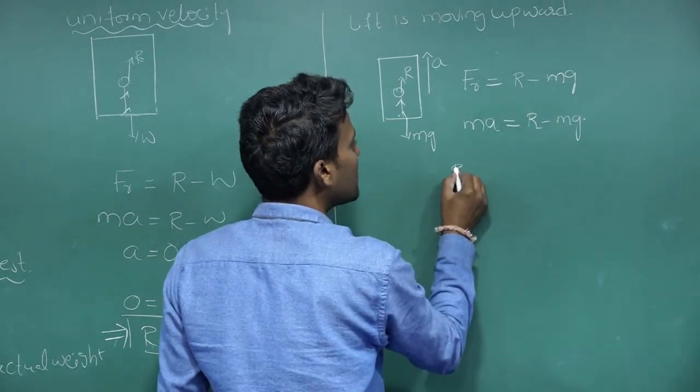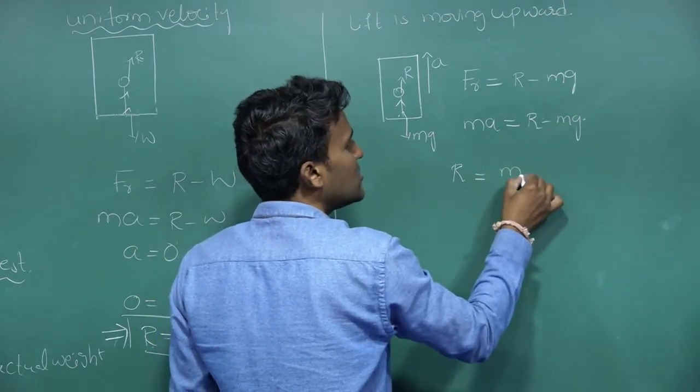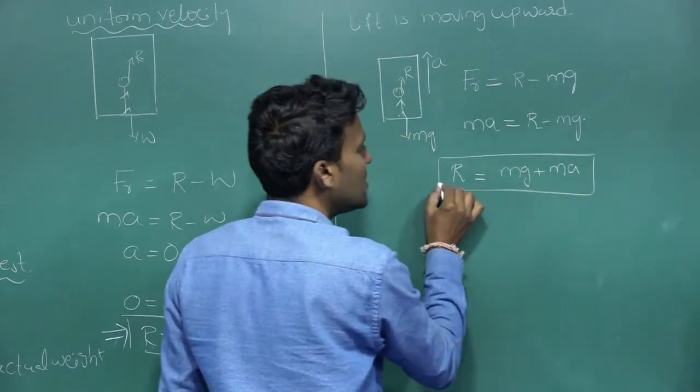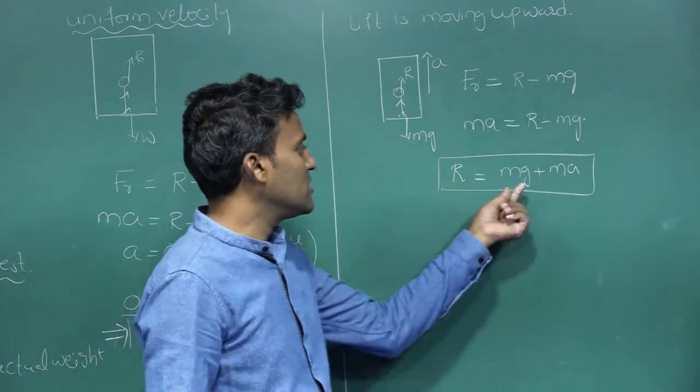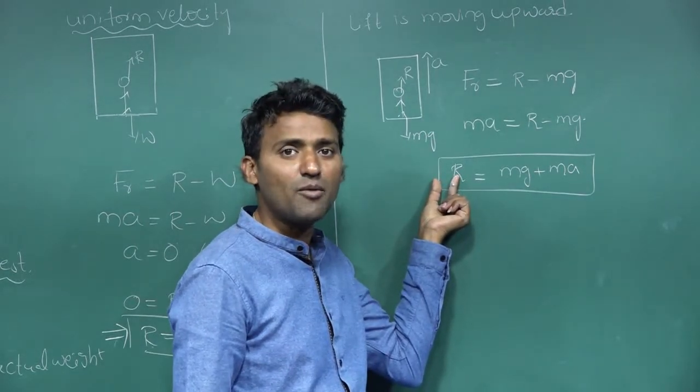You can write R is equal to mg plus ma, taking mg to the other side. Here mg is the actual weight, and R is nothing but the apparent weight.